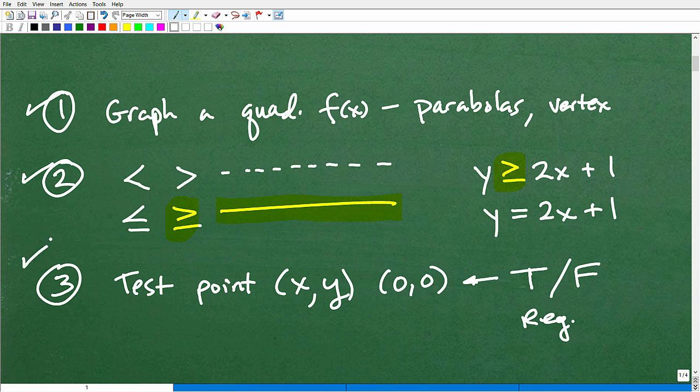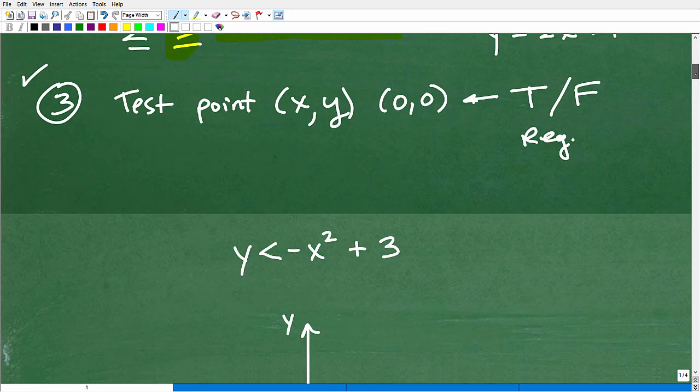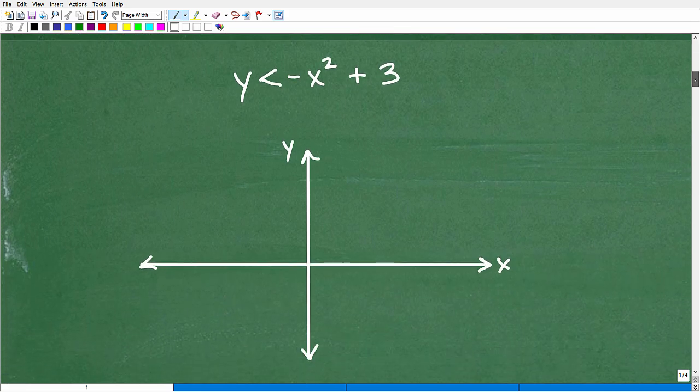But we're going to follow these 3 steps, and again, you're going to want to practice this. After this particular problem, I'm going to do additional practice, but this will definitely show you the main steps to approach a quadratic inequality. Okay, so here we go.